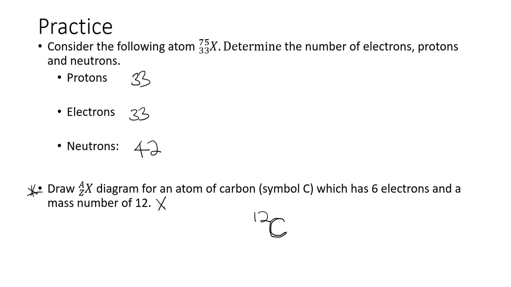But do we know the atomic number? Yes, we know, because the number of electrons is equal to the number of protons. So if the number of electrons is 6, it means the atomic number is also 6. So that is the AZX symbol for carbon.